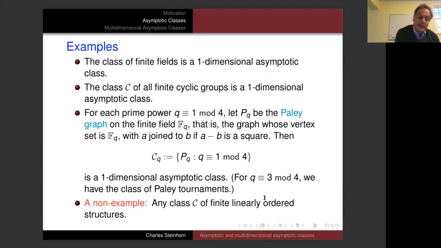And then a non-example, in case you're wondering about what can't happen, is a class of finite linearly ordered structures, because you just take the formula in the two parameters that says x is trapped between a and b, and that can have any size at all. There's no constraint on what the size of that set is. So no class of finite linearly ordered structures can be an asymptotic class.